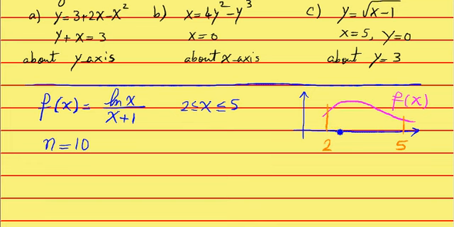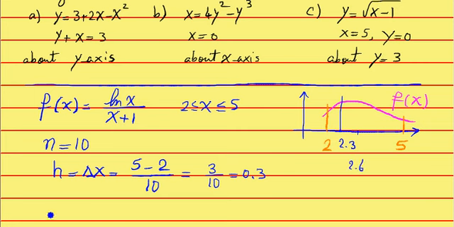So each panel is going to have a width of, we typically show this by h or delta x if you wish. That is the last point 5 minus starting point 2 divided by 10, and here we get 3/10, or if you wish 0.3. So we are going in steps of 0.3. That means the next point here is 2.3, the next point is going to be 2.6, and so on.